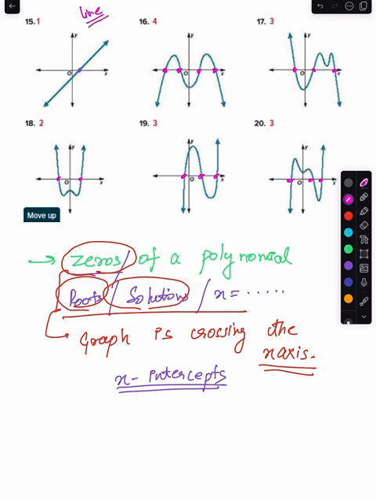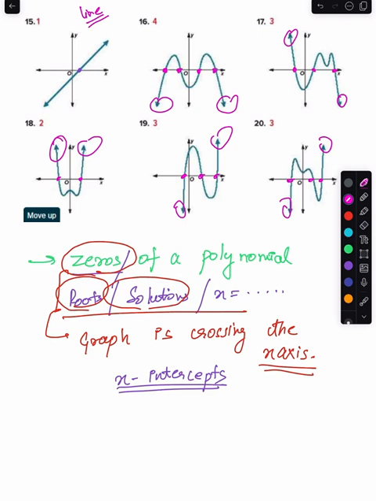This one I can say the degree must be even because you see both ends are going in one direction: both going down, both going up. So we know the degree is even. Here, all the signs are in different directions, which means questions 17, 19, and 20 are odd degrees.